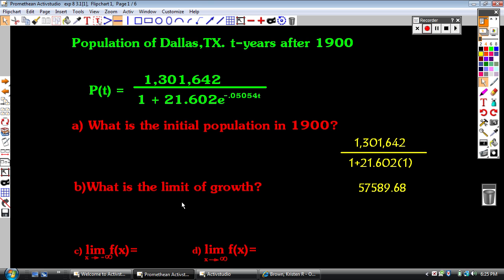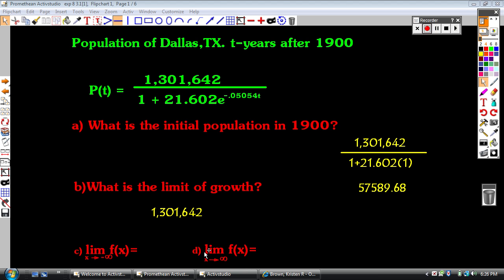The next question is, what is the limit of growth? This is a very important concept. Remember, in the equation we had the numerator is C. C is the limit of growth, the maximum capacity, or the carrying capacity. Those are all synonymous. So our answer to B is 1,301,642.